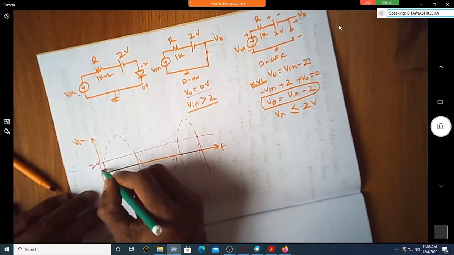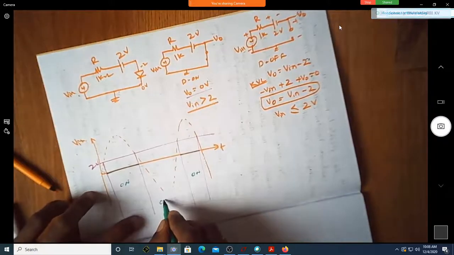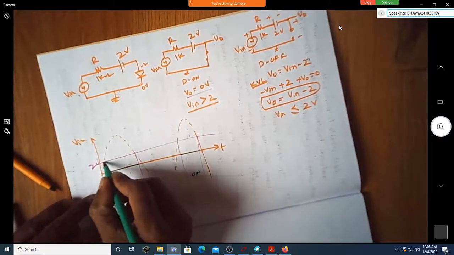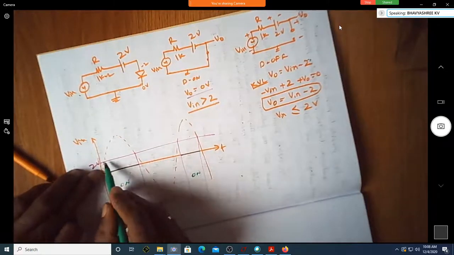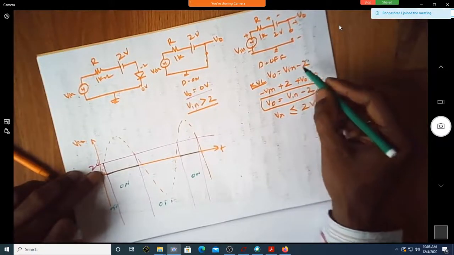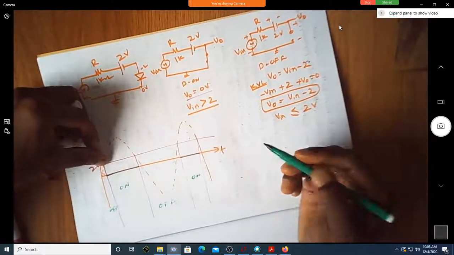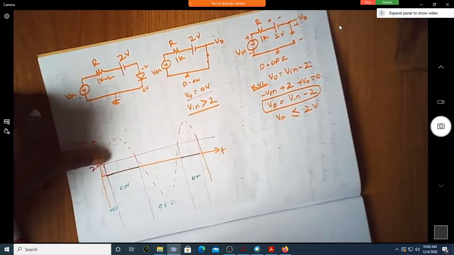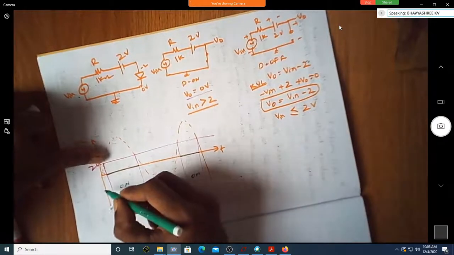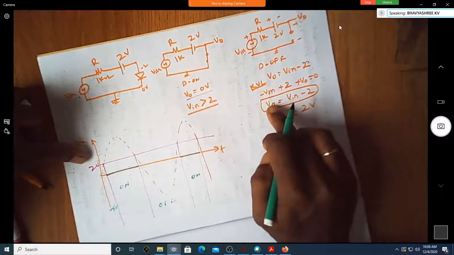So during this region, here it is on, here it is off. Yes, sir. So assume now what is the voltage here? It is 2. Am I correct? The input voltage is 2. What is the output voltage when the diode is off? It is V in minus 2. So what is the value of V in here? Is it not 2 volt there? Yes, sir. What is 2 minus 2? 0 volt. So when the input voltage is 0, what is V naught?